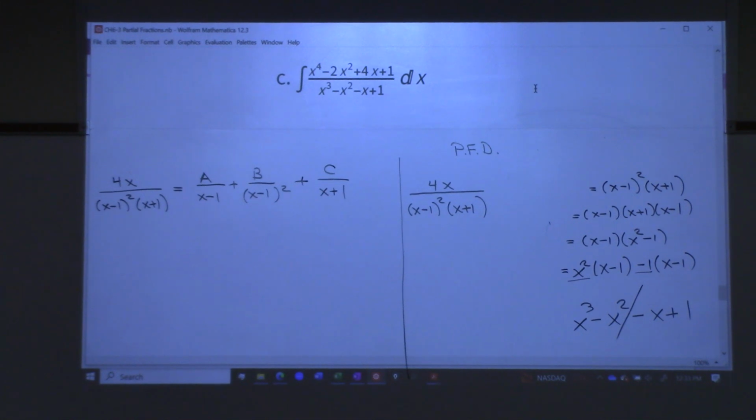It's always going to be addition in between, right? Yeah, well, A, B, and C might turn out to be negative or something, but we always do it with a plus. Okay.